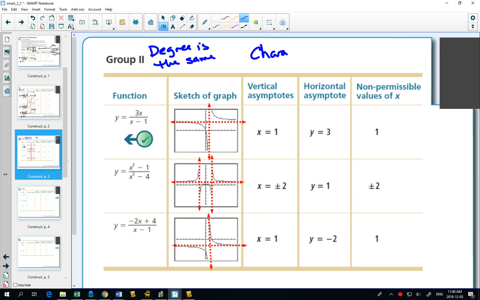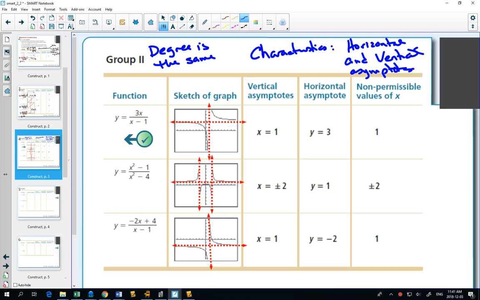Characteristics of these graphs is that we have horizontal and vertical asymptotes. The vertical asymptotes are exactly where our non-permissible values are. Which makes sense because none of these have any place where the bottom cancels out.